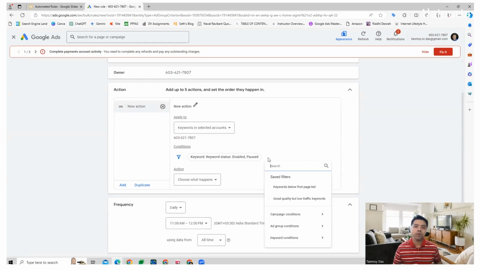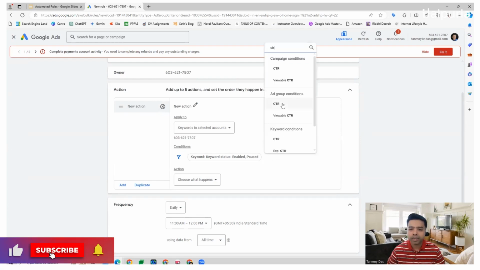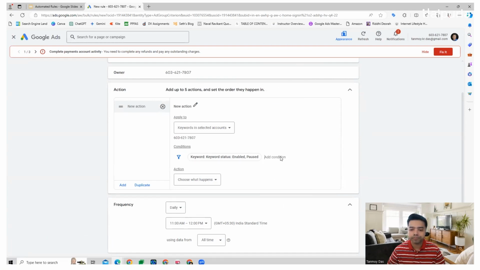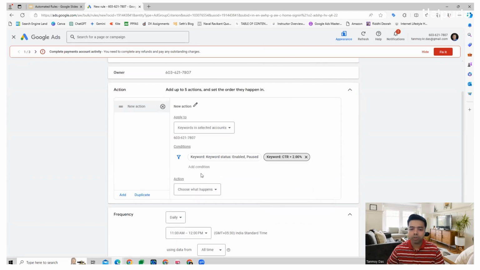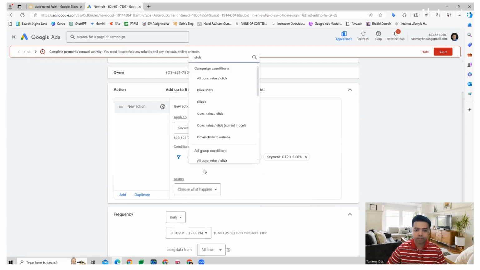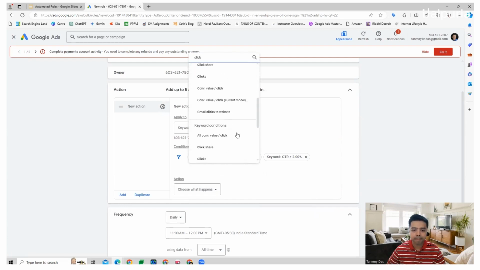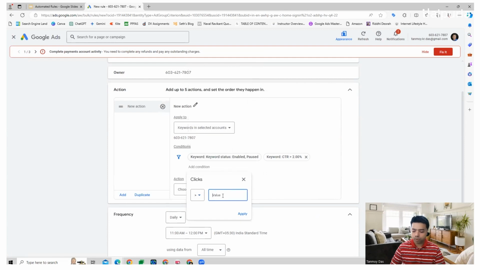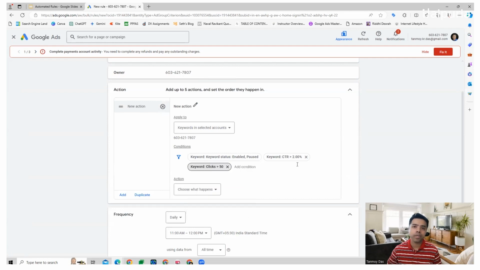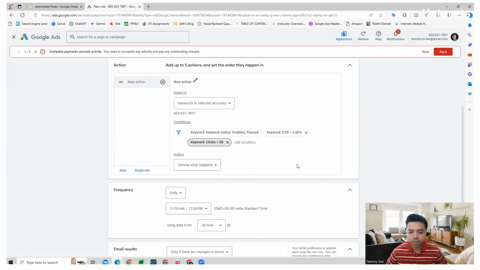The condition is, now we have to look at what we mean by a good keyword. A good keyword will have good metrics. Let's say the CTR of that keyword is high. Let's say the CTR is more than 2%. Also, let's say the clicks coming from those keywords are more than 50. So if there is a keyword whose CTR is more than 2% and the clicks are more than 50, for such a keyword, I want to take the action. The action is I want to increase the bids for such keywords.